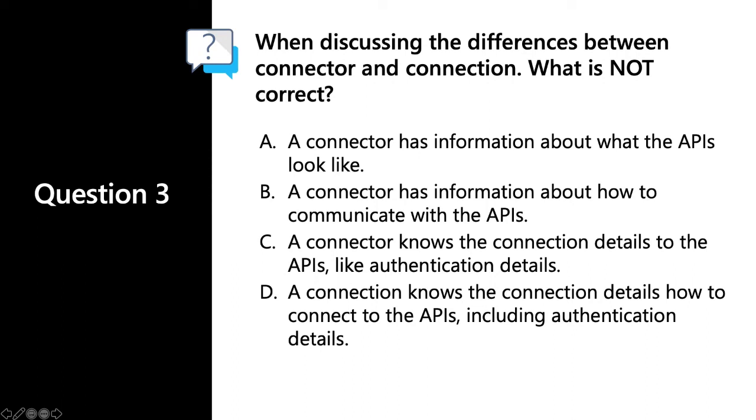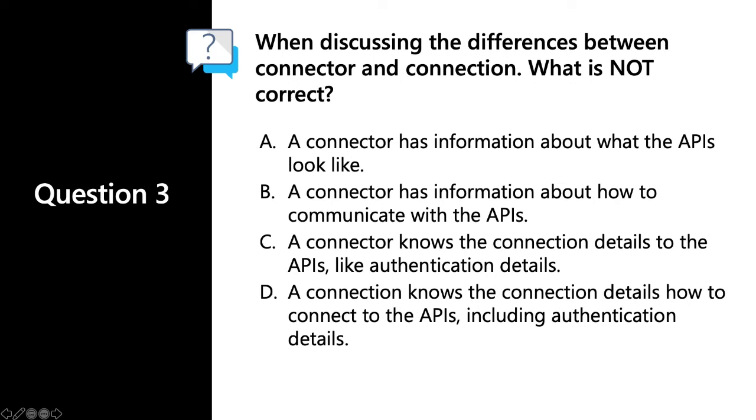Yep. And B is that a connector has information about how to communicate with the APIs. Okay. Yeah. Oops, I spoiled it. Yeah, of course, that's obviously correct. Because it's like the one we looked at. For me, it was the OpenAPI with a GET request, and then we created a connector right off of that. So the connector must know about that GET request. So that is a correct one.